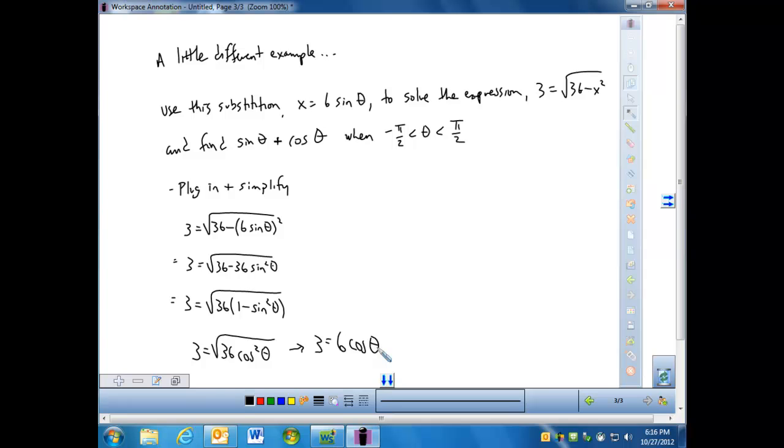But now we're going to work on solving this for theta now. Remember, we wanted to find what the sine of theta and what the cosine of theta is. So finding cosine here shouldn't be too difficult. And again, I'm just trying to give you another reminder, not worrying about whether that's positive or negative right now.